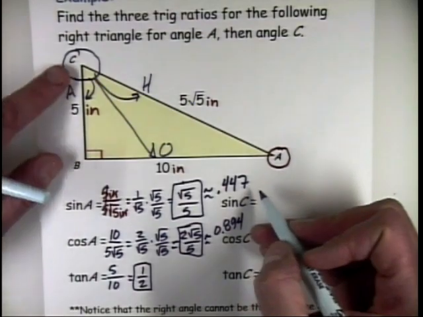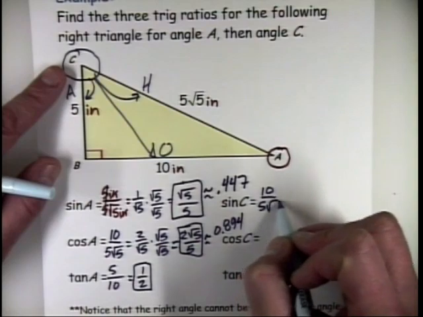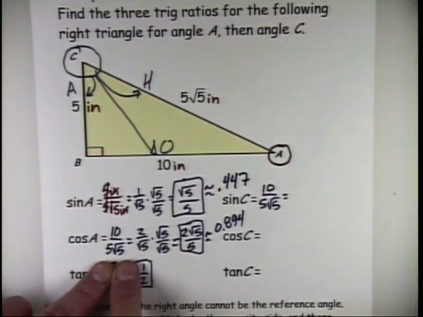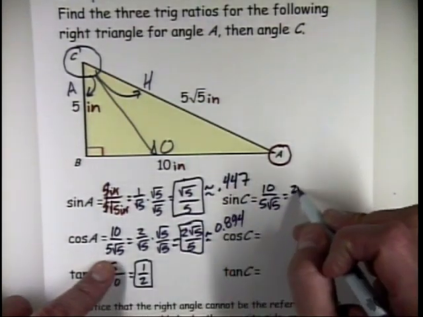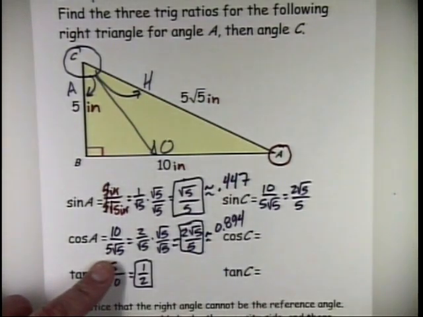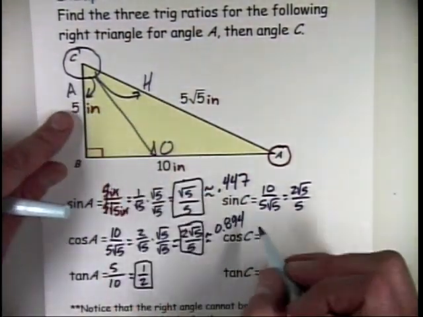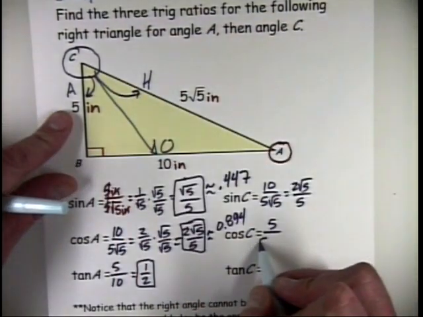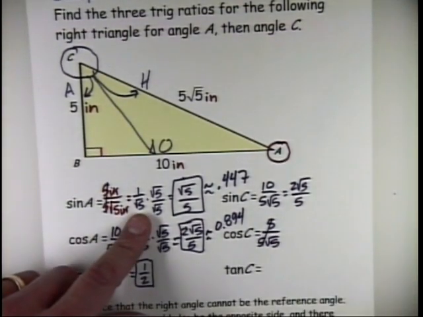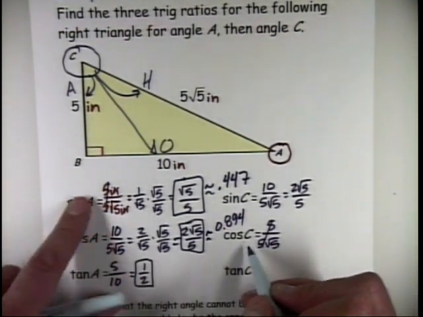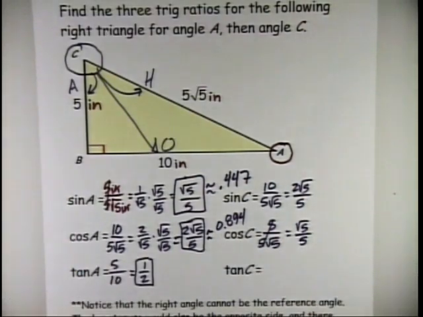Okay, so sine, remember, in relation to C is your opposite, which is 10, over your hypotenuse, which is 5 square root of 5. Well, we've seen that guy before. It's the same as the cosine of angle A. Well, we've already simplified that, so let's save a little time, and we'll call it 2 square root of 5 over 5. And the cosine of angle C now is the adjacent, which is 5, over the hypotenuse, which is 5 square root of 5. Well, where have we seen him before? The 5's divide out, and we get 1 over the square root of 5. So cosine of C was the same as sine of A. I think I'm beginning to see a pattern here.